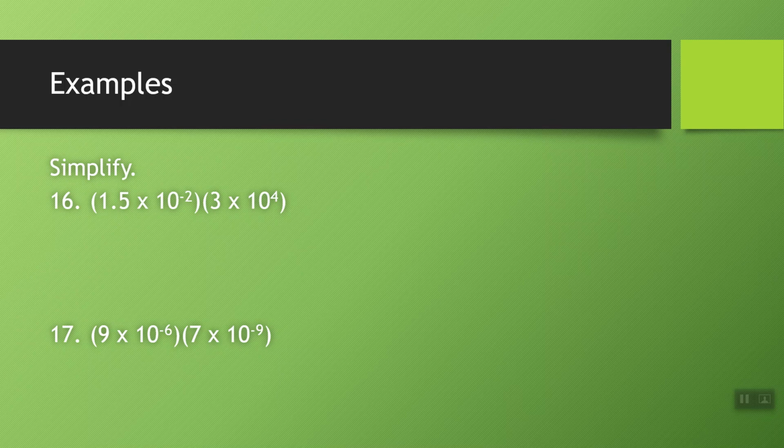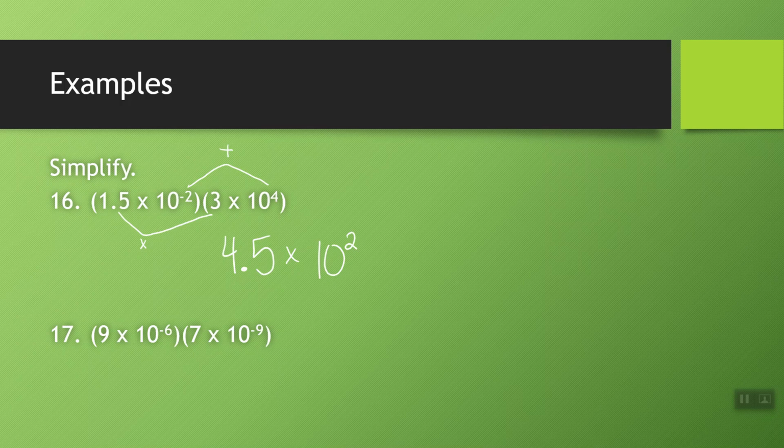Finally, we're going to look at some scientific notation. How do I handle multiplying numbers in scientific notation? And this is actually super simple. We're going to multiply the numbers out in front, and we're going to add exponents. So we're going to multiply 1.5 times 3, and we get 4.5, times 10, negative 2 plus 4 is the 2nd power.